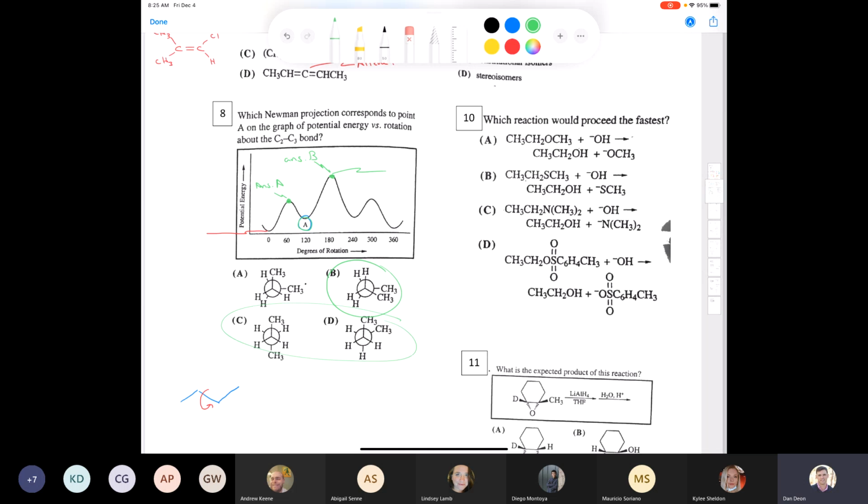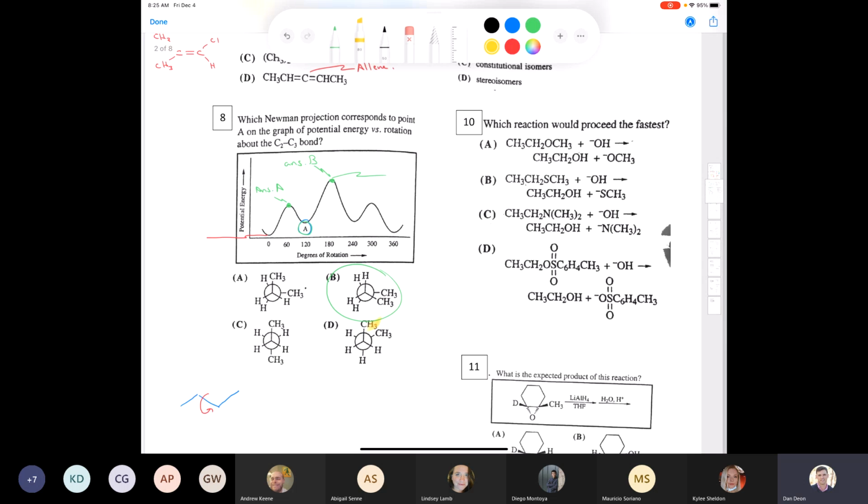So the two staggered conformations, those are going to be the two minima. If I look at the two of them, you can see that this one here, D, has one gauche interaction. And since D has a gauche interaction, it's going to be higher in energy than this one here, where the two methyl groups are anti-periplanar from each other. And so answer C is going to be here, and then point A is going to be answer D. So the correct answer is this one here.